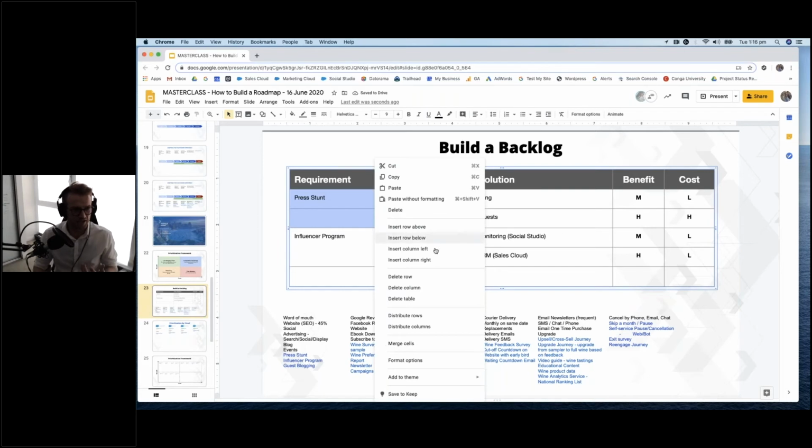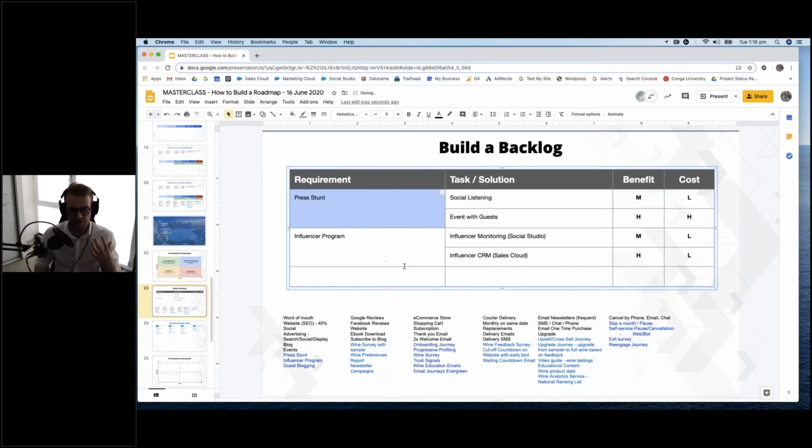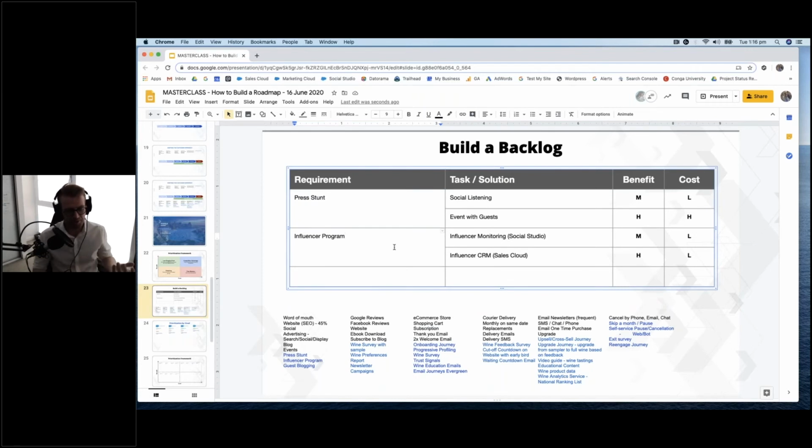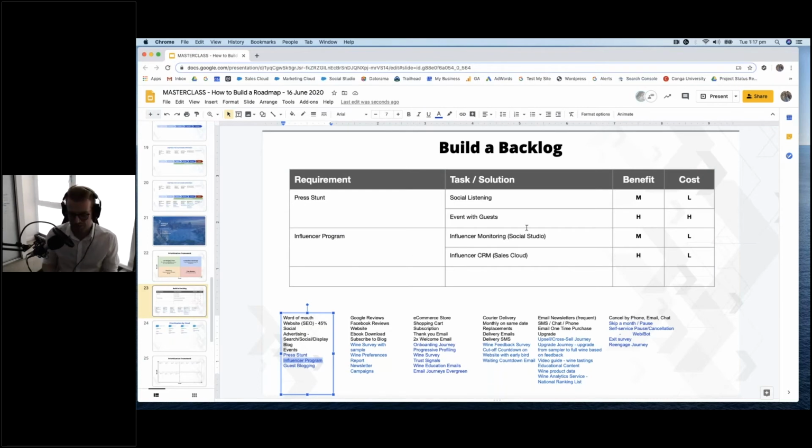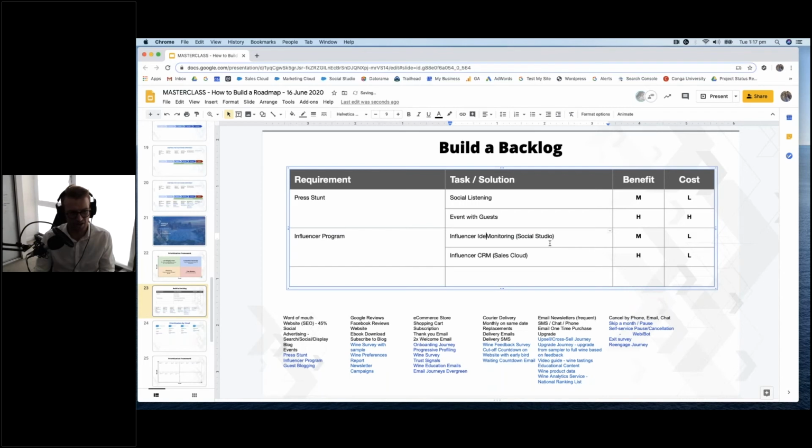So this for me is really around getting everything out on the floor. And this is as much a creative session as it was before. So as I look through each of these, I'm like, okay, what does that mean? What are the elements of that? And how do I break it up? So influencer program. Again, if I was to do an influencer program, I would think, okay, I need to monitor them. And I probably need to find them as well. So I might just group this together, identify and monitor.